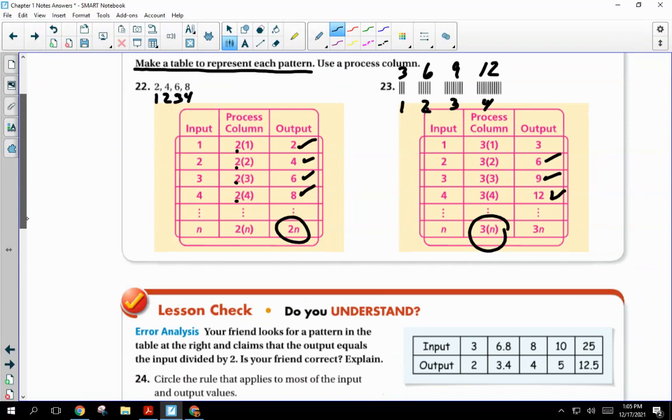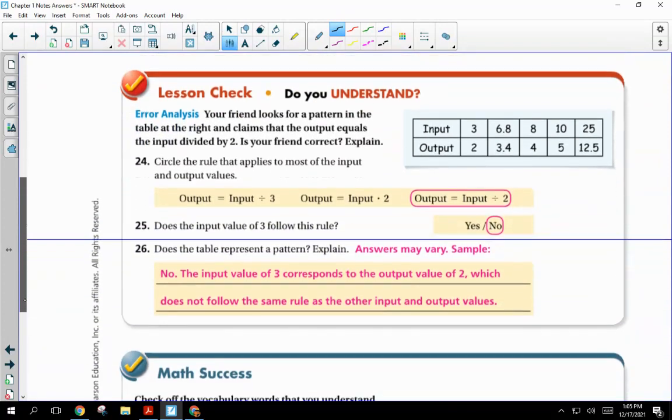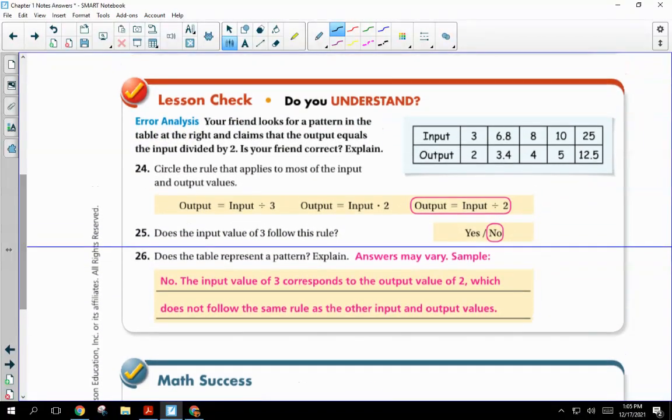And lesson check, the last part, do you understand? And again, this is supposed to be for yourself to self-check, to regulate what you do know, what you did not know. If you have problems with this, you email me or call me, and I can help you with this to see if you actually understood the lesson.